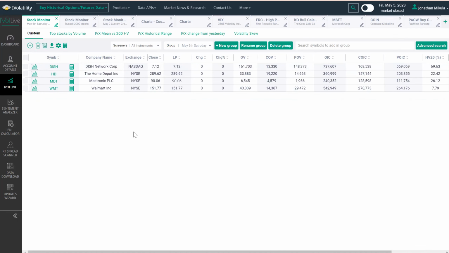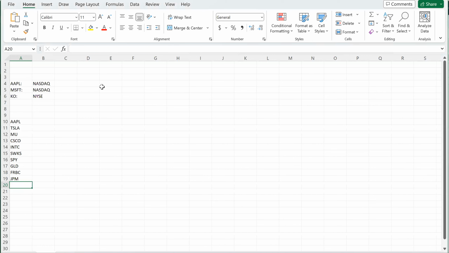Now, to add to the custom group as well, we have a couple different ways to do that that are brand new. These are new capabilities that we just rolled out. So a couple different ways. One is you can add a group from a file. So I have this Excel file here. In the past, what you had to do is you needed the ticker and the exchange. Now we just need the ticker.